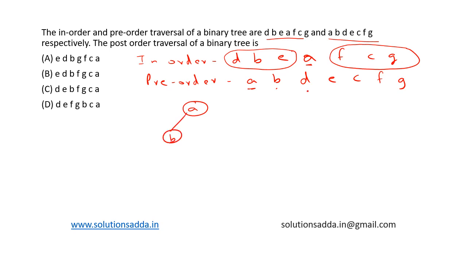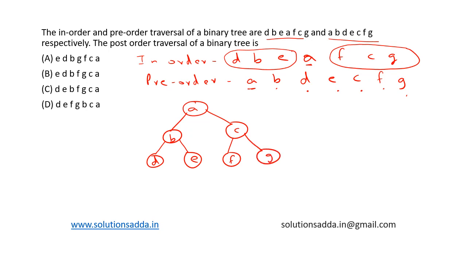Next element is D. D is to the left of A as well as to the left of B. So D would be here. Next element is E. E is to the left of A and right of B. So E would be here. Next is C. C is to the right of A. So C would be here. Next would be F. F is to the right of A and to the left of C. So F would be here. And G is to the right of C. So it should be here.